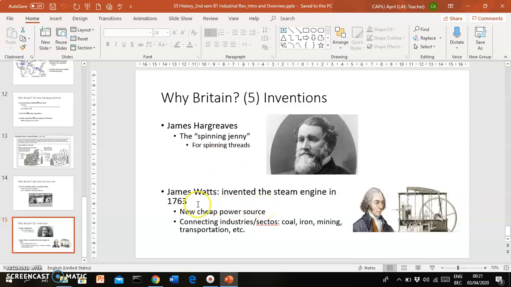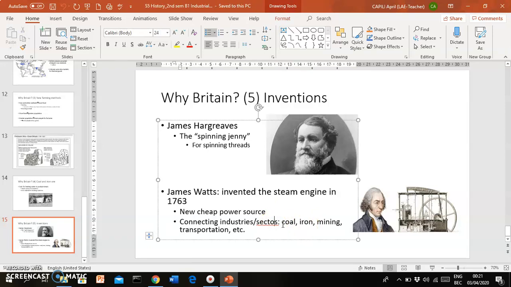Another great invention, James Watt's steam engine. So this was a new power source that was cheap, okay? And thanks to this invention, this was another source of power. The steam engine could be used in different settings like mining, in the factories, to power boats, etc.